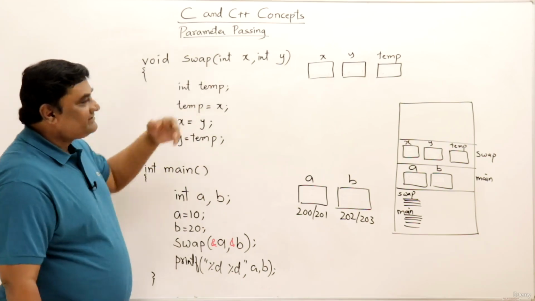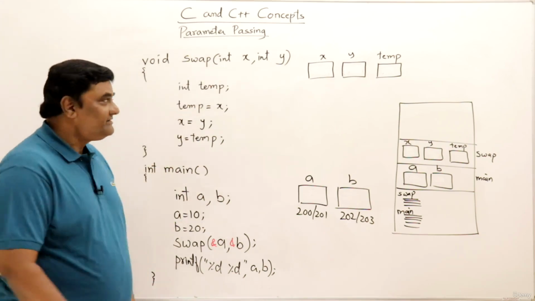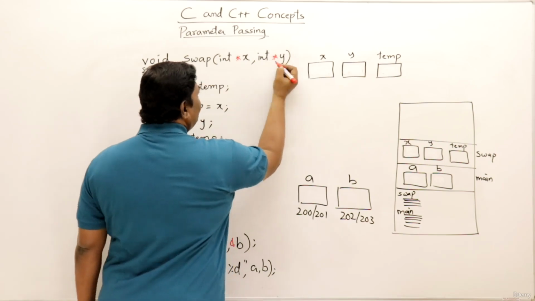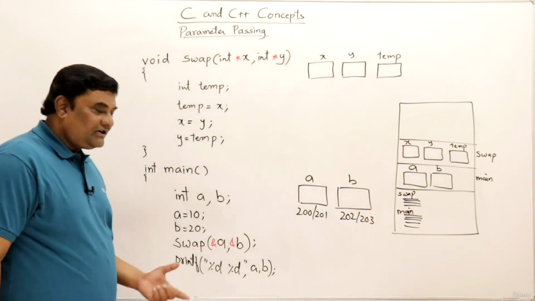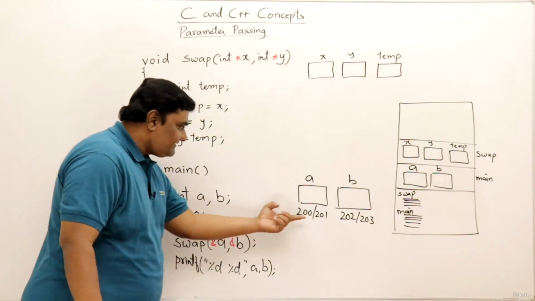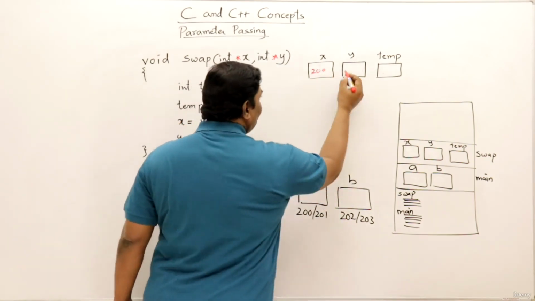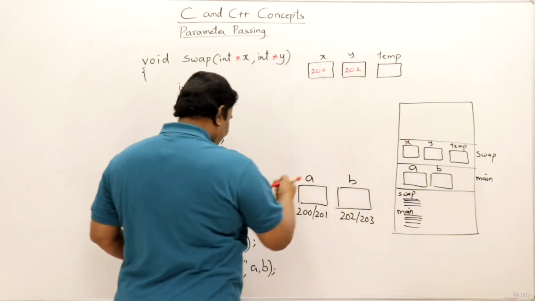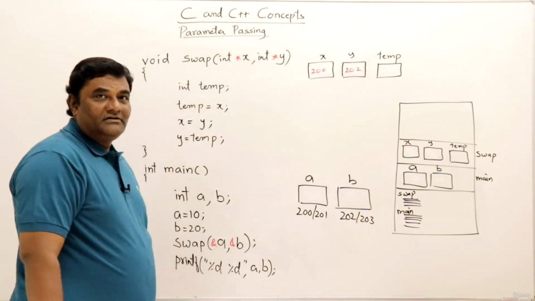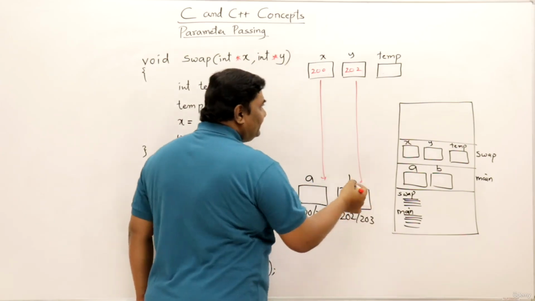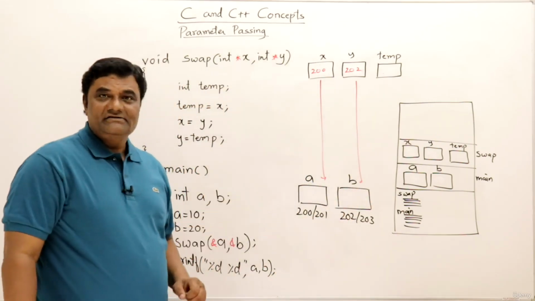Now who can take addresses? We know pointers can take addresses. So these must be pointers. Yes, these are the pointers. So when I pass the addresses from here, 200 will be copied in this one and 202 will be copied in this one. So when the function is called, this is pointing on this and this is pointing on this one. Yes, those are the pointers.